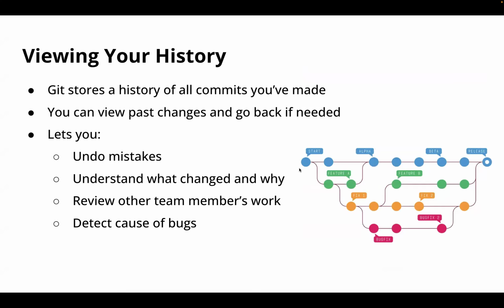Why we need commits is that's what your version history is made up of. Git stores the history of all the commits that you've made. And like I was saying earlier, it helps you go back in time to view past commits, and also if you want to change anything or revert. So it lets you undo mistakes, understand what changed and why, review other team members' work. And then also this last one, detect cause of bugs.